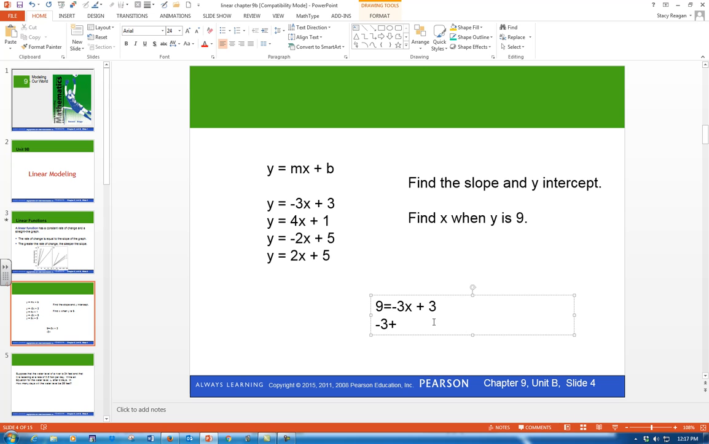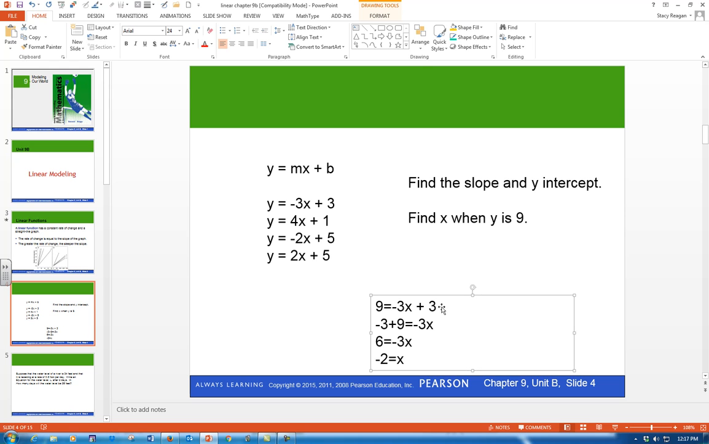So -3 plus 9 equals -3x, because that +3 is gone now. You moved it to the other side. So -3 plus 9 is 6. And your last step in all of these is going to be to divide both sides by whatever number is in front of x. So 6 divided by -3 is -2. And -3 divided by -3 cancels. So my answer for this one would be x equals -2.